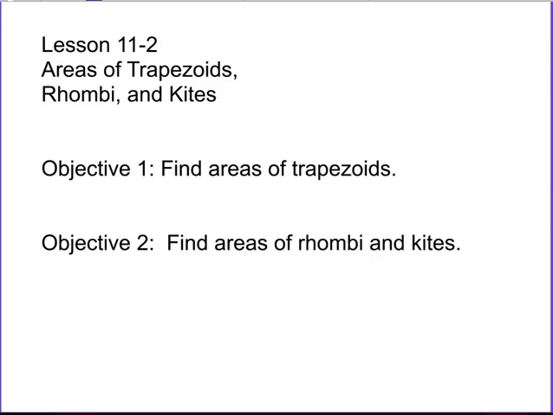This lesson is on areas of trapezoids, rhombi, and kites. And we'll have two objectives. One, to find areas of trapezoids, and the second objective, to find areas of rhombi and kites. Fairly simple lesson today, not too much heavy math, so hopefully you'll be able to get most of this done in class today. And maybe we'll even have time to get everything done so you don't have homework over the weekend.